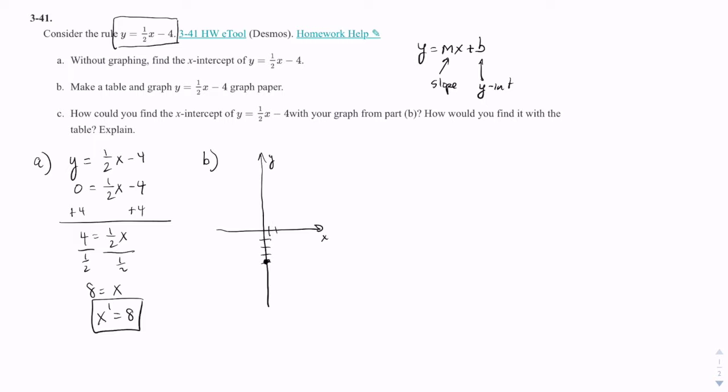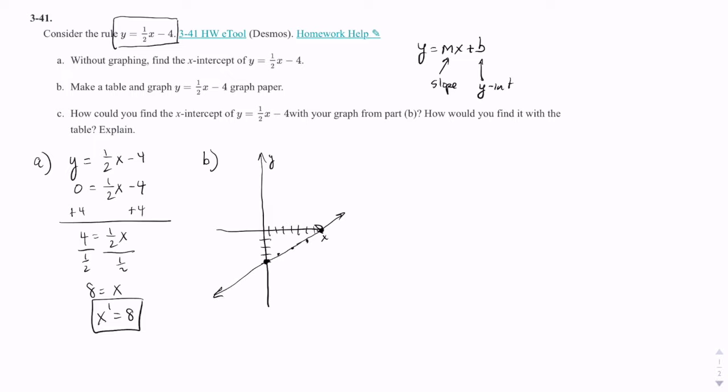So up 1 over 2. And I can keep going. Up 1 over 2, up 1 over 2, and then up 1 over 2 would be right there, right? Okay. And we can draw our line through that, right?